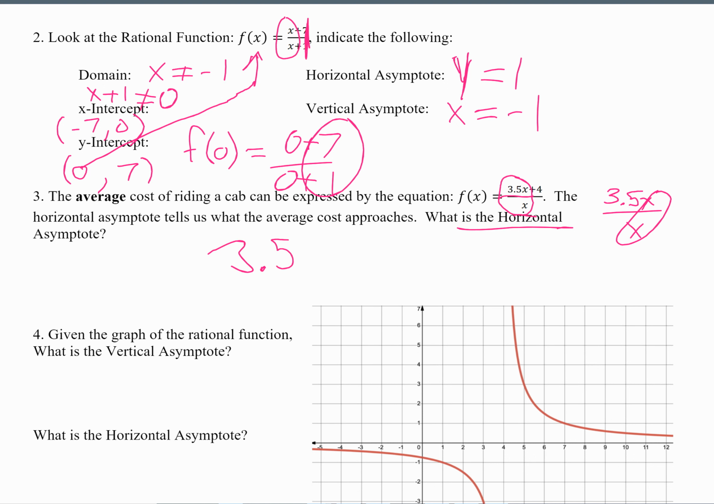Dollars. They don't even tell you the units, right? If they told you units, you'd write dollars per mile or whatever, but it could be pennies per kilometer. I don't know. So you just say 3.5.